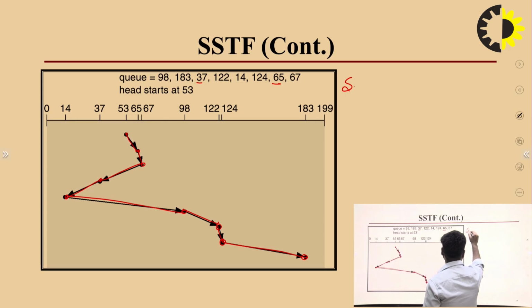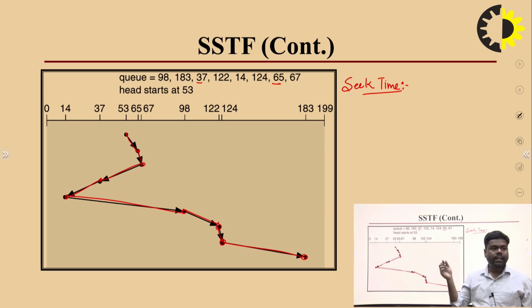So the seek time would be, you have to subtract all of these as we have done in the previous work. That is 65 minus 53, 67 minus 65, 67 minus 37, 37 minus 14, 98 minus 14, 122 minus 98, 124 minus 122, 183 minus 124. If you subtract these, you will get the total seek time for SSTF.